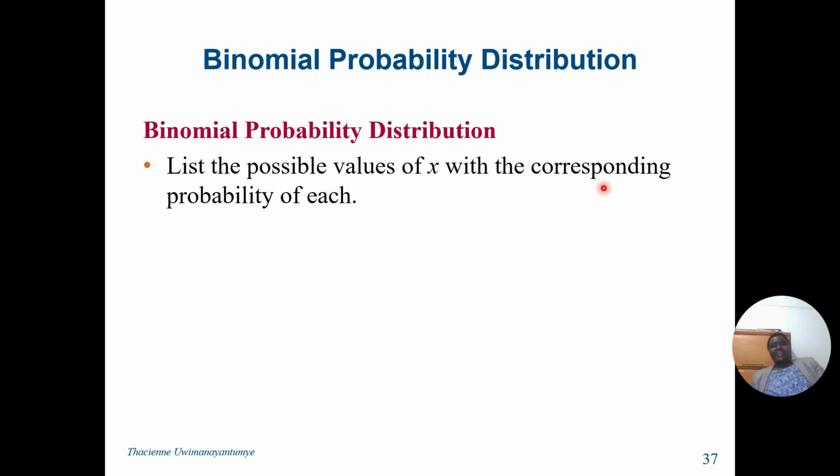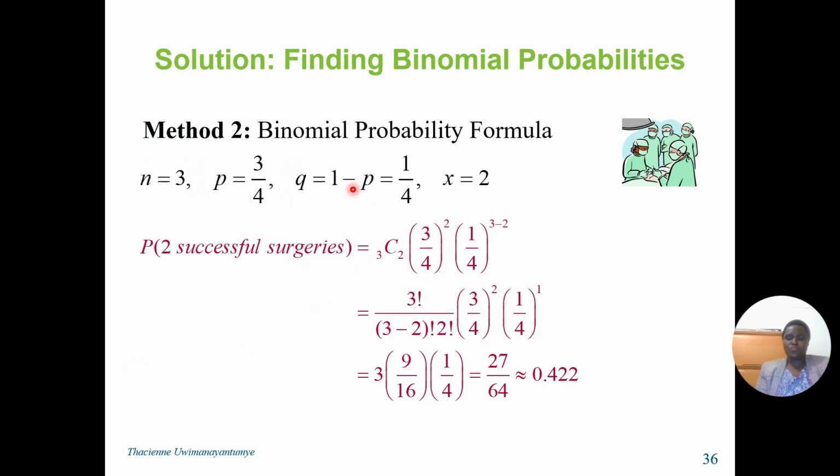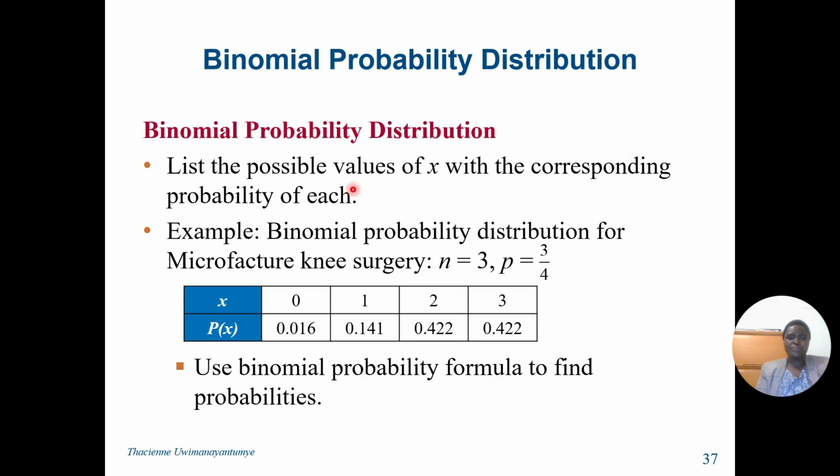Okay. Then the binomial probability distribution will list the possible values of x with the corresponding probability of each. When we are constructing a binomial probability distribution, first list all possible values of x with the corresponding probability of each, and then we can write the probability distribution, and this is the example that we have been doing up here. This example here, this one.